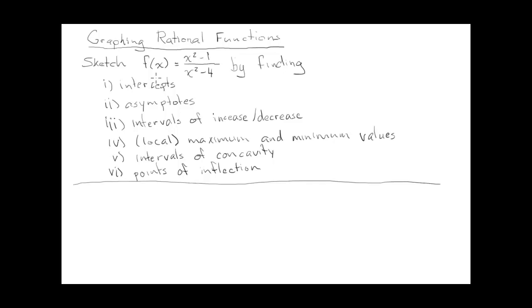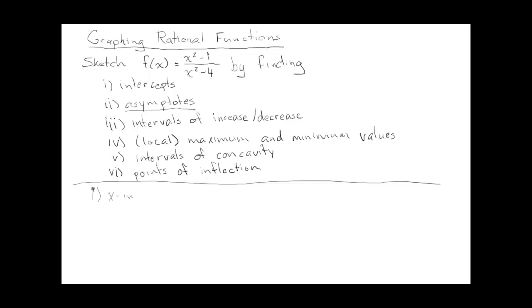In this video, I'm going to show you how to graph a rational function. Now, it's very similar to graphing a polynomial function. There's only one more thing you have to look at, and that is the asymptotes, both vertical and horizontal. But we'll start with the first step, which is looking at your intercepts.